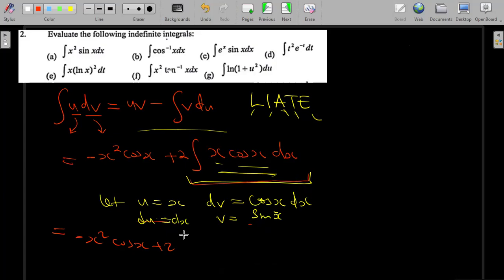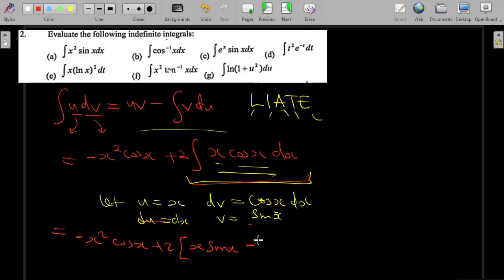So now from here, how am I going to do it? I have to make sure that I replace here my u. So my u is what? My u is x and my v is sine x. If my u is x and my v is sine x, I just replace there, then I get that this will be x sine x. That's on the first part.